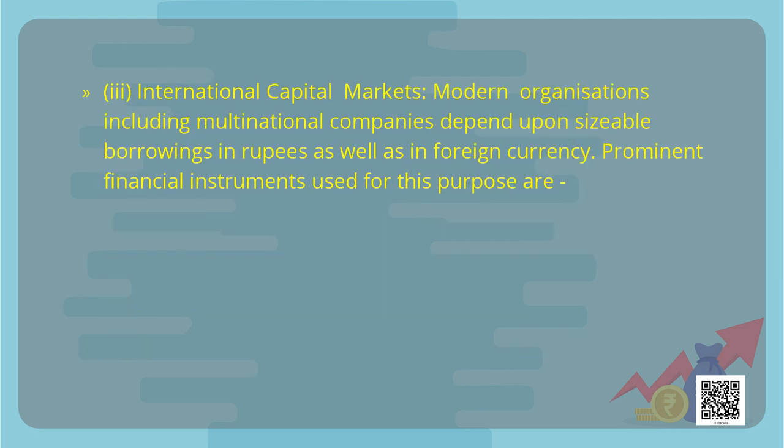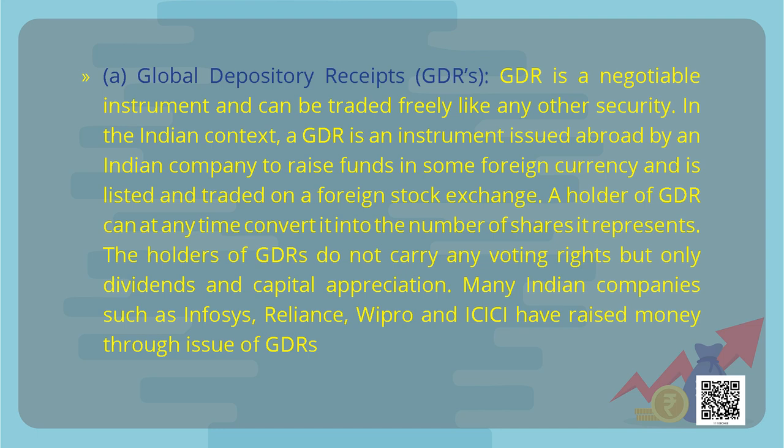Lastly, now Indian companies even have access to international capital markets, such as the share market. Indian companies can raise funds from these international capital markets, which could be in Indian rupee as well as in foreign currency. Some of the prominent financial instruments used for acquiring funds through international capital markets are as follows. Number one, GDRs. GDRs are global depository receipts. It is basically a negotiable instrument which can be traded freely like any other security. We've seen various securities, whether shares or debentures or commercial papers, etc. GDRs are also a security like that. They are negotiable and they can be traded freely.